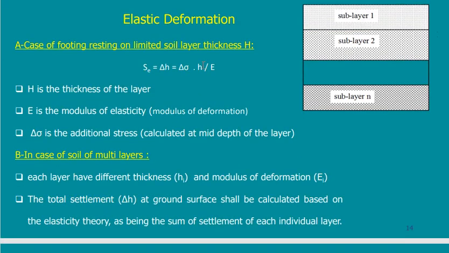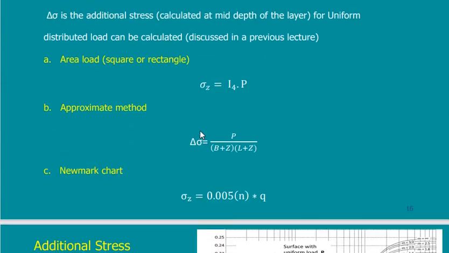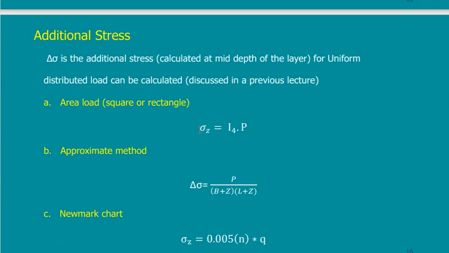H is the thickness of the layer. What is remaining is delta sigma. This is very important. What is the additional stress that I'm inducing on my soil? Then I need to calculate what are these additional stresses that I'm inducing on the soil.